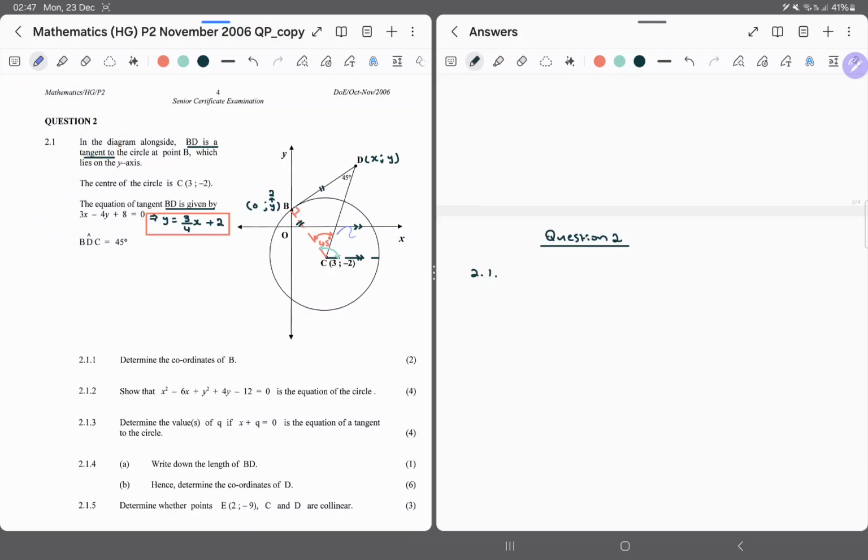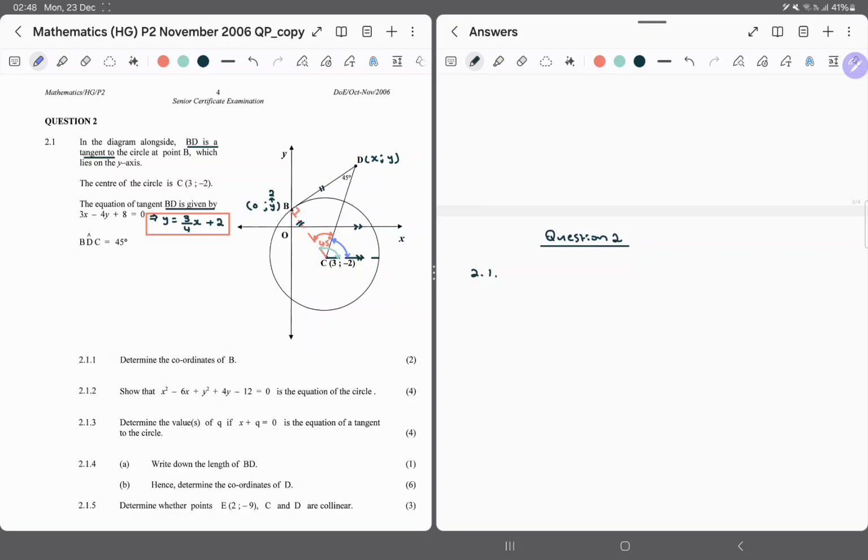So the key is to find the gradient of this line. So there's a whole lot of things that are going on now. Knowing that this is 45, we can find this angle right here. This angle will give us the gradient, and we can derive the gradient formula. We have a second equation, and therefore we solve simultaneously. We have the coordinates of D. So it looks like a bit of work, but that's a plan.